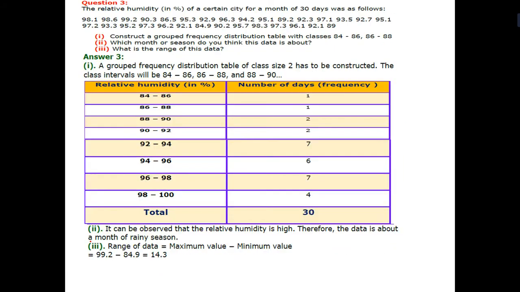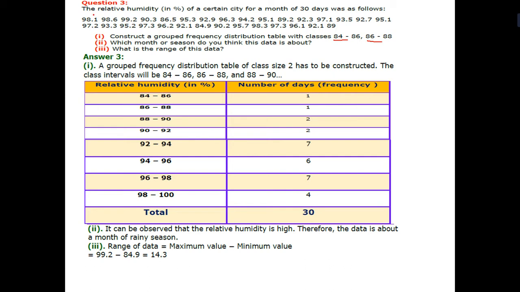Now question number 3. Relative humidity in a certain city for a month of 30 days are as follows. Now it should be in point. Construct a group frequency distribution table. 84, 86, 86, 88, 88, 90, 90, 92, 92, 94, 94, 96, 96, 98, 98 and 100.